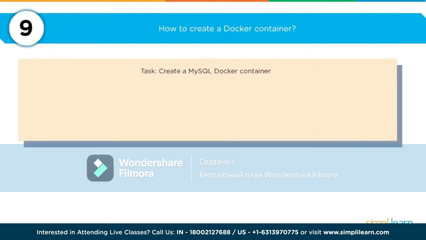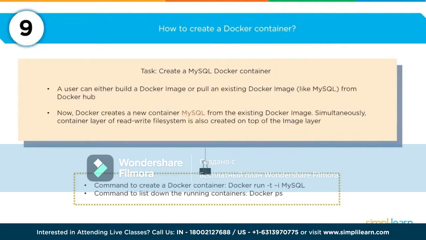You're going to be asked how to create a Docker container. Let's go through what that would look like, and we'll break it down task by task. The task is to create a MySQL Docker container. To do that, you want to build a Docker image or pull an existing Docker image from a Docker repository or hub. Then you use Docker to create a new container, which has MySQL, from the existing Docker image. Simultaneously, a read-write file system layer is also created on top of that image. At the bottom of the screen, we have what the command lines look like for that.